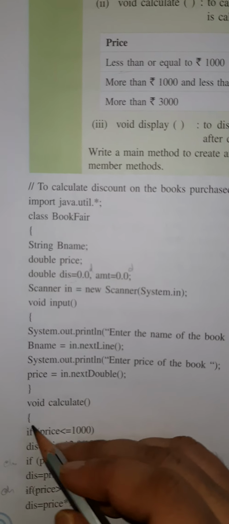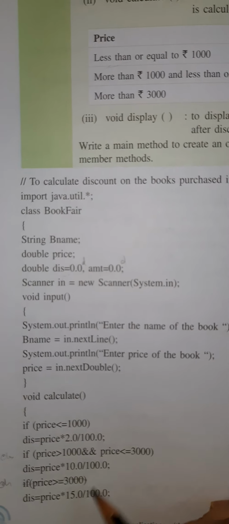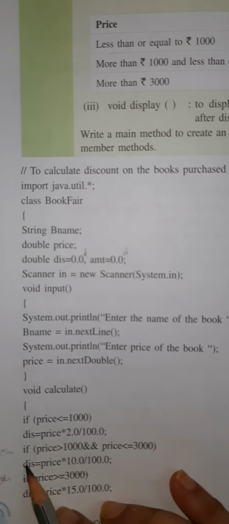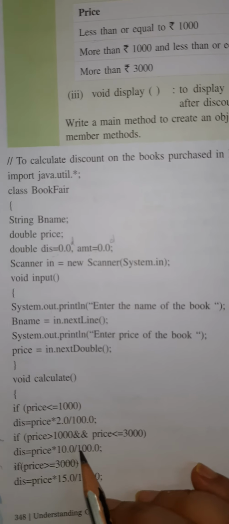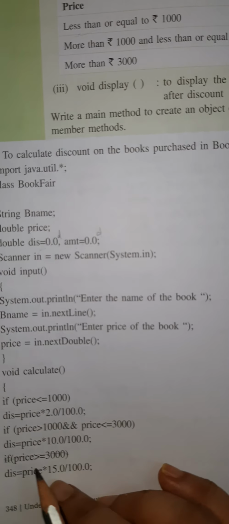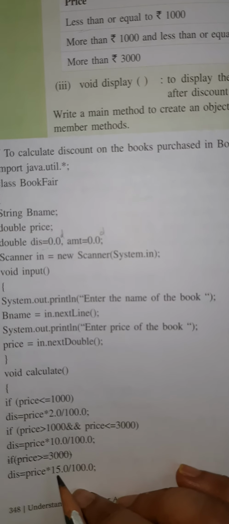If you are taking else, then this part will be cancelled. Otherwise, if you are writing it in this way, then in each and every part you have to give the formula. So discount is equal to price into 10 by 100, and if the price is more than 3000, it is price into 15 by 100. So these are the discount calculations.